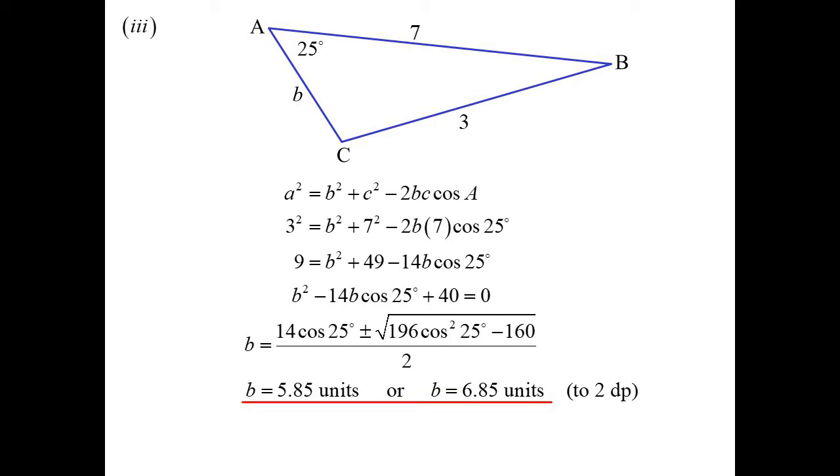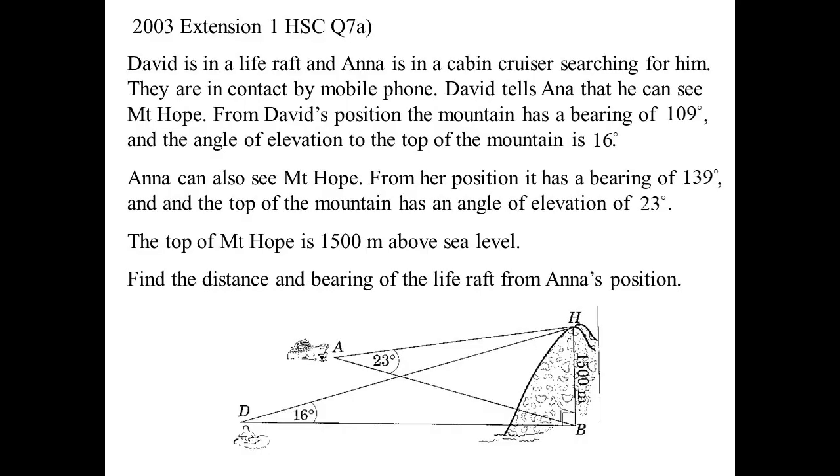There are actually 2 triangles that I could construct with those dimensions. Now, unless they give me more information, I'm going to write both possibilities down. If they give me more information, then yes, I can possibly narrow it down to which one of the 2 answers that it is. Let's do an HSC one.